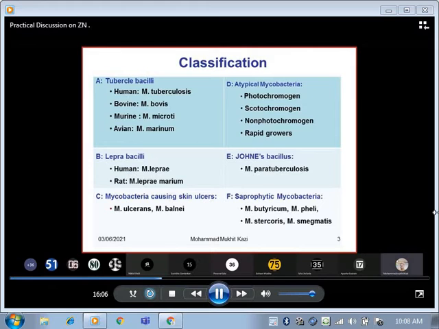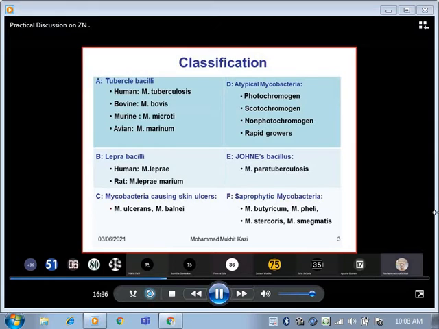So what is the principle of the staining? The principle is that those organisms which have cell wall content such as mycolic acid and high lipid content are very difficult to stain with the normal stain. So we have to heat the carbol-fuchsin and add it to the smear, so that the stain will penetrate and they will get stained with the primary stain.